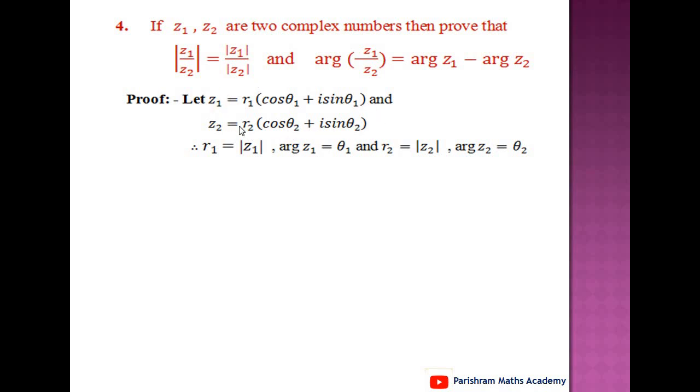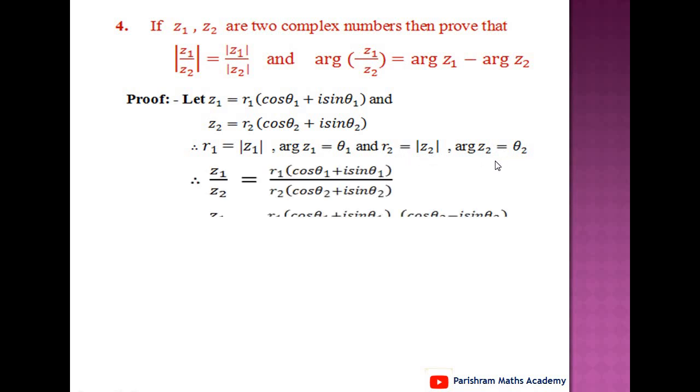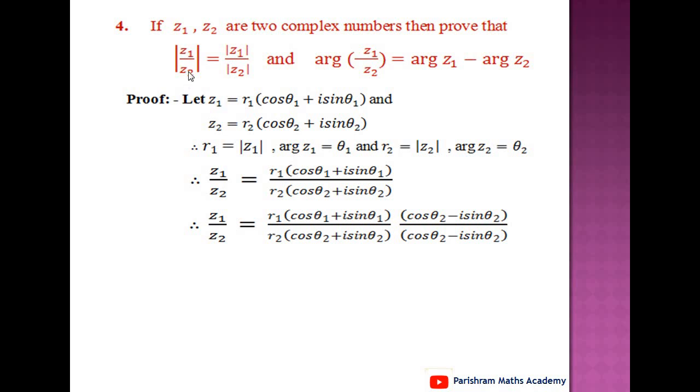These two complex numbers in polar form, therefore mod of Z1 is R1, argument of Z1 equals theta 1, mod of Z2 is R2, and argument of Z2 equals theta 2. Here you can find the value of Z1 upon Z2. Value of Z1 is R1 in bracket cos theta 1 plus I sin theta 1. Z2 is R2 in bracket cos theta 2 plus I times sin theta 2.